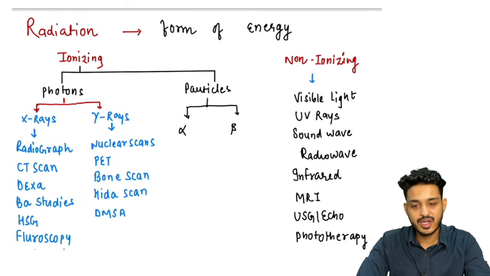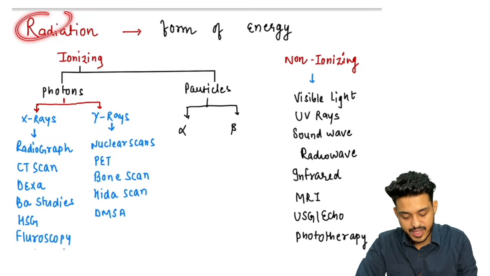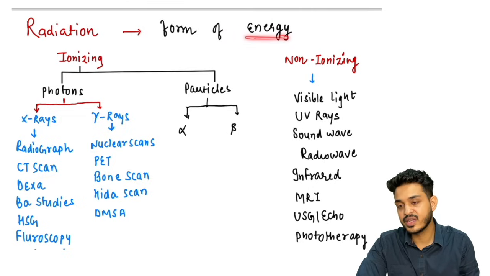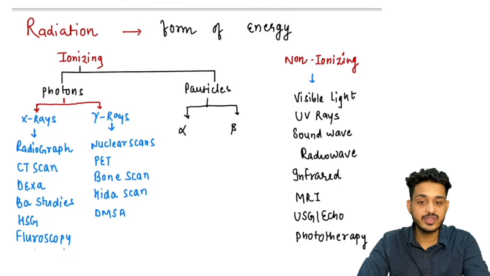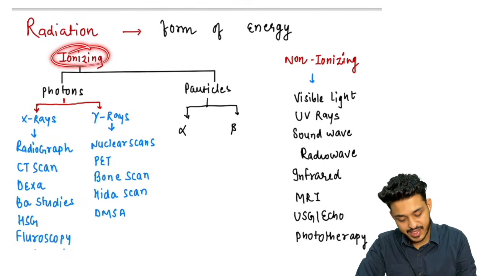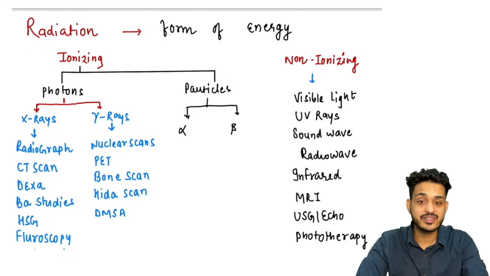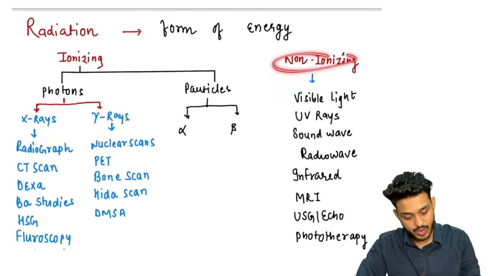Radiology: logy means study, radio means radiations, so it is the study of radiations. What are the types of radiation we can have? Radiation is nothing but a form of energy. We have ionizing radiation and non-ionizing radiation.